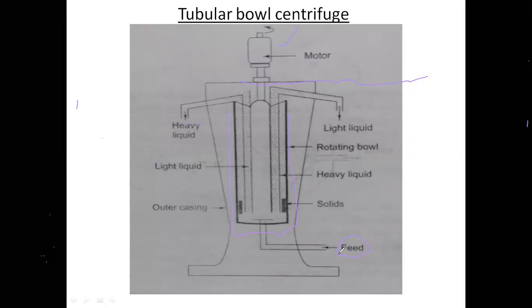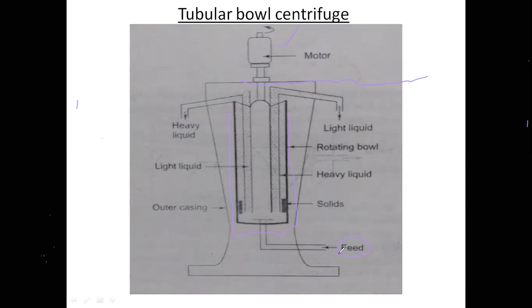for two things. First one is heavy and light liquid separation, and the solids. But if the sample contains 10% of solids, then it is useful. If the solid concentration is more than 10%, this is not the suitable one to separate the solids using the tubular bowl. So that is what we need to remember.